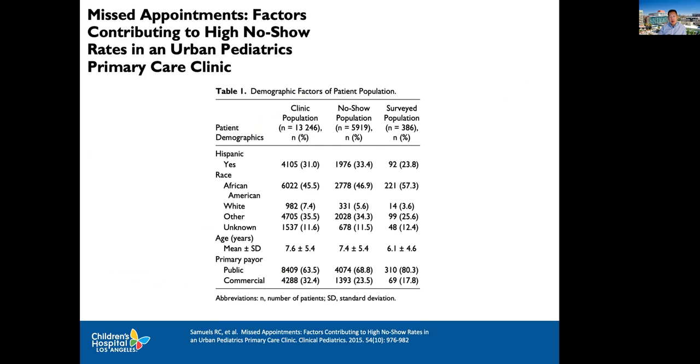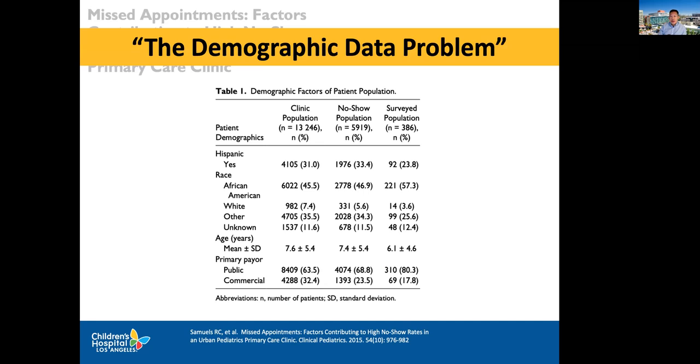The problem really lies in the availability of data. This is a study conducted by Samuels et al. in 2015. And like most studies that look at demographic factors, Table 1 shows very similar variables. I call this a demographic data problem, and it's not unique to this study. It's unique to studies that have been published elsewhere, including studies that I've conducted myself. And it really speaks to the fact that there are certain patient demographics that always seem to be reported. And these are important demographics, but they are limited.